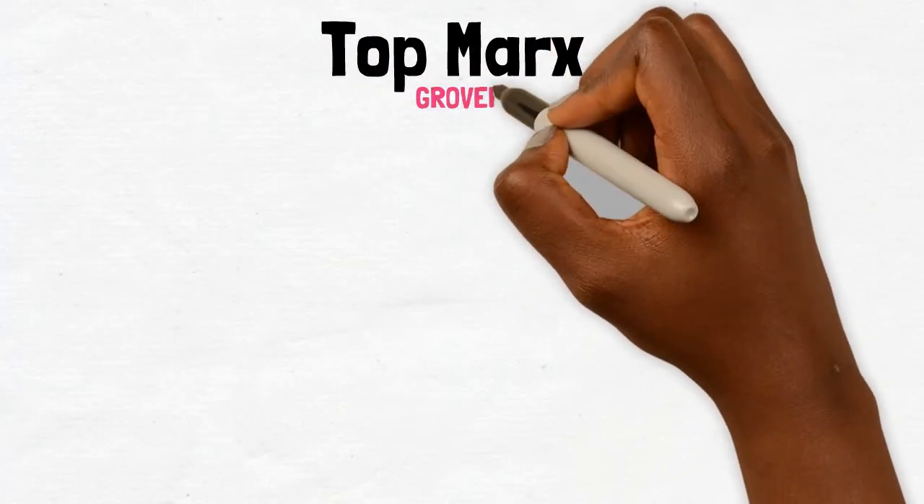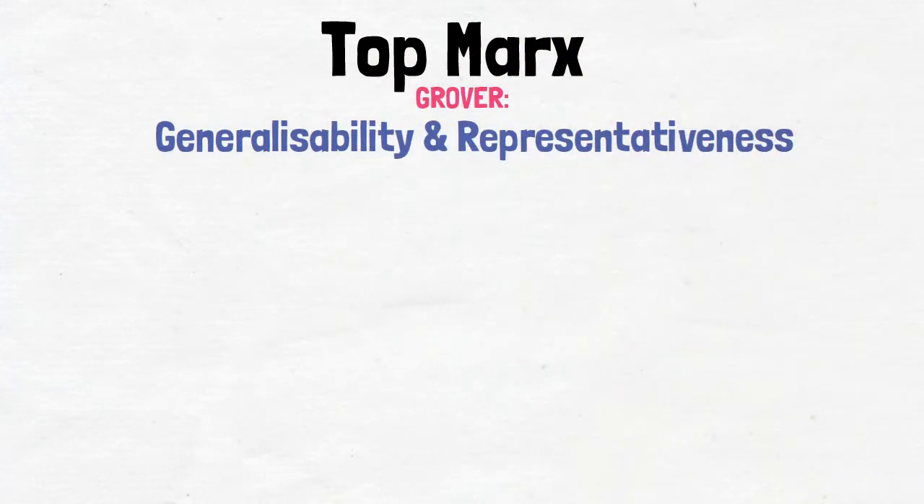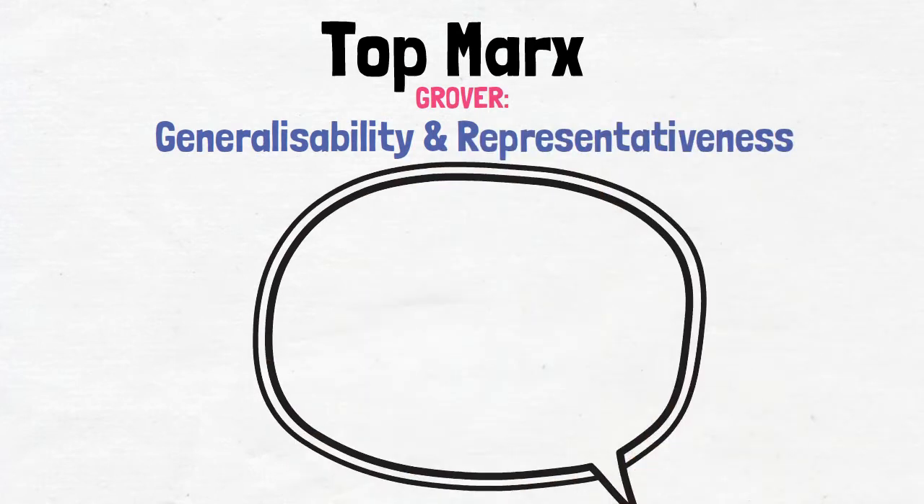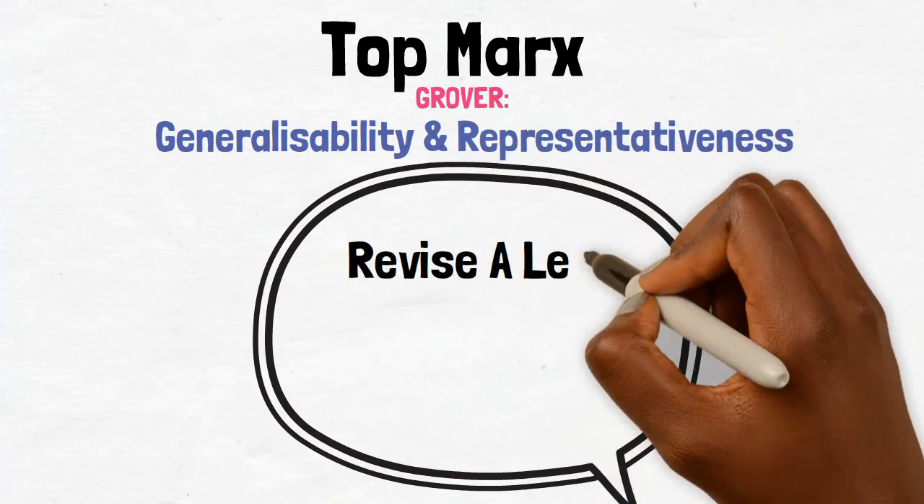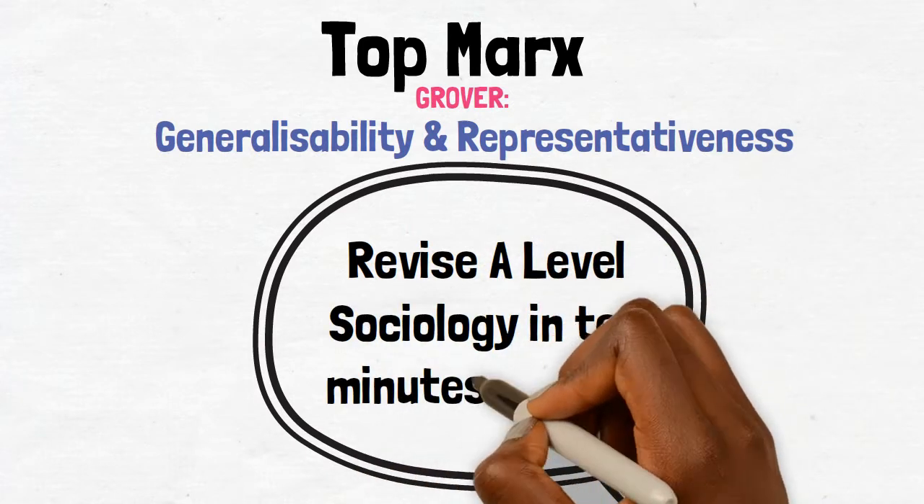Hi everyone, and welcome to the latest Top Marks video, where we are going to focus on the Grover terms, generalisability and representativeness. Grover is an acronym that we use when studying research methods, and if you understand all of the Grover terms, you'll be able to evaluate sociological research, whether it's your own or someone else's, with confidence.